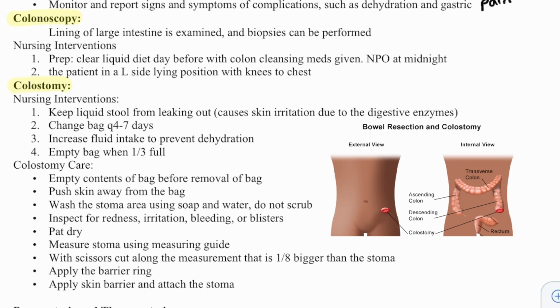And then colostomy care. So we want to empty contents of the bag before removing it. Push skin away from the bag, wash the stoma using soap and water, but do not scrub. Inspect for redness, irritation, bleeding, and blisters, and pat dry. Measure the stoma using a measuring guide. With scissors, we cut along the measurement 1/8 inch bigger than the stoma. Apply a barrier ring and apply a skin barrier and attach the bag to the stoma.